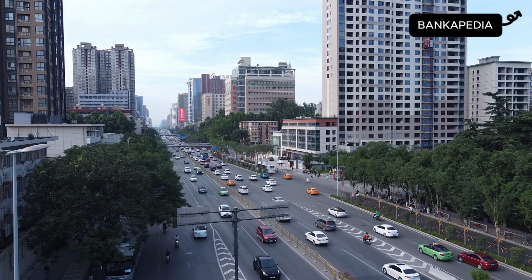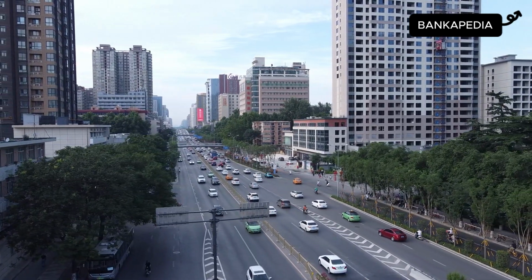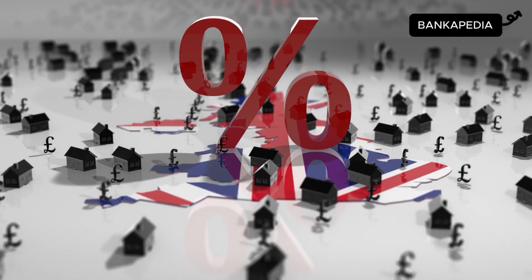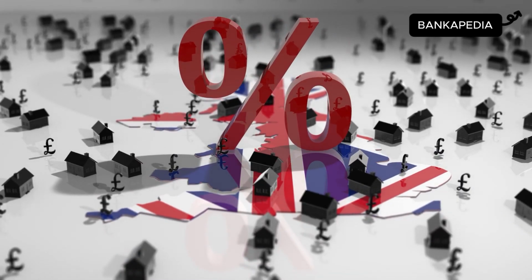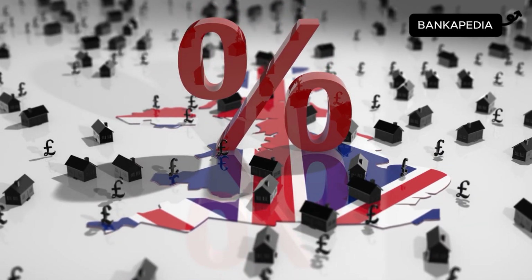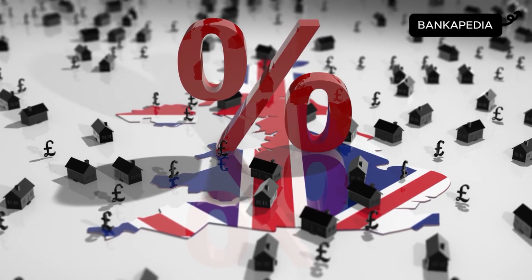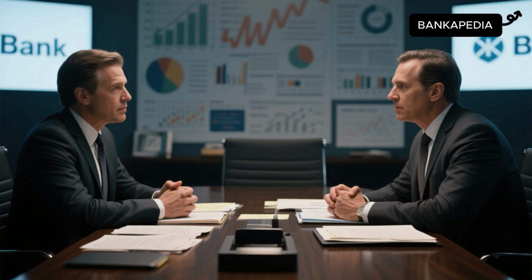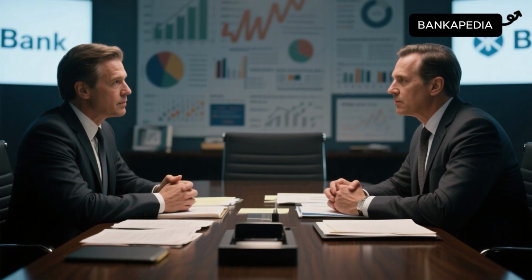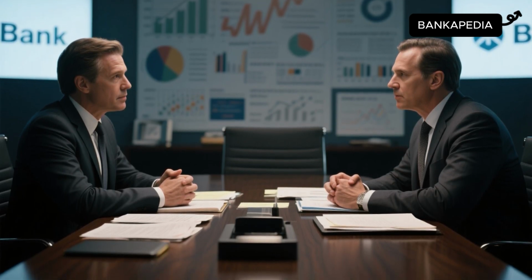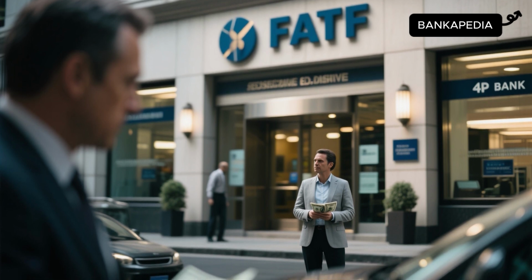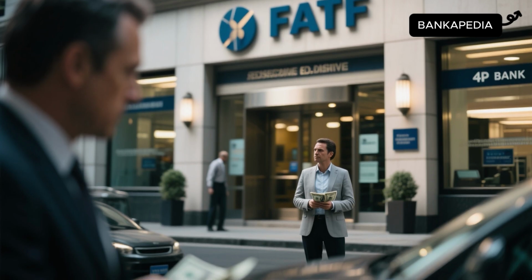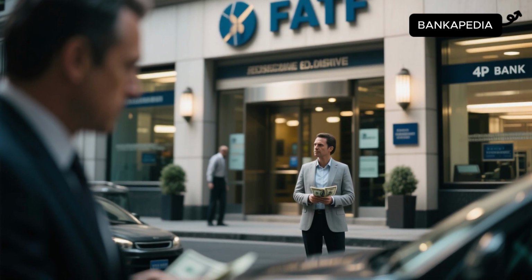Another area where Recommendation 10 is critical is in correspondent banking. This is when a large bank provides services to a smaller foreign bank, allowing it to conduct transactions in a different currency. This is inherently risky because the big bank is essentially relying on the smaller bank to have done its own proper customer due diligence. FATF requires specific EDD measures here to make sure you're not unknowingly processing illicit funds from a bank with weak controls.